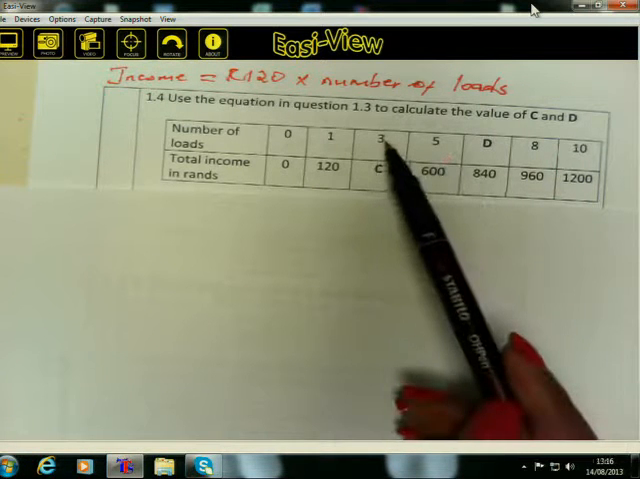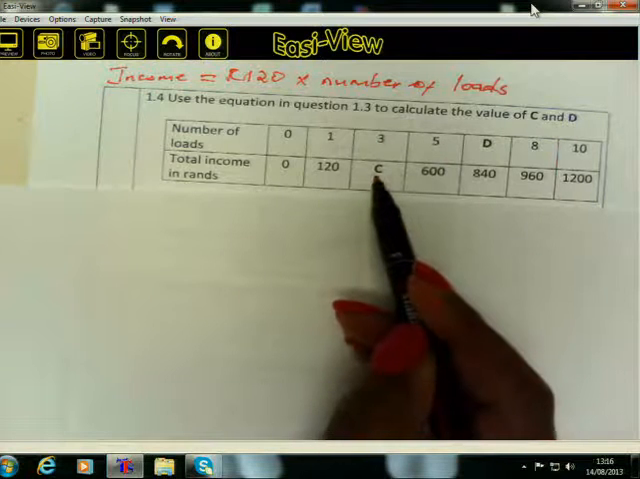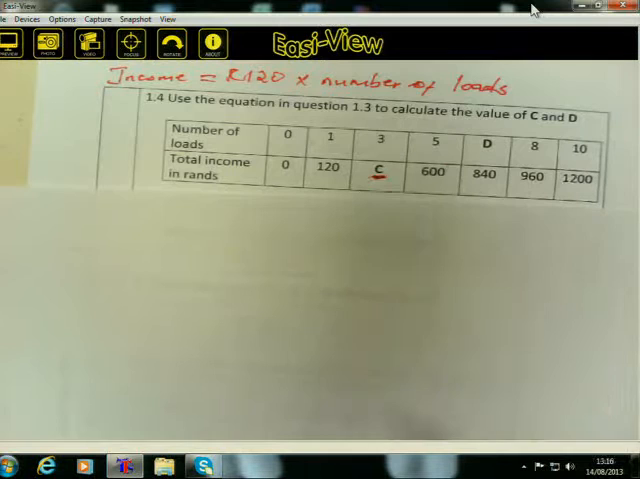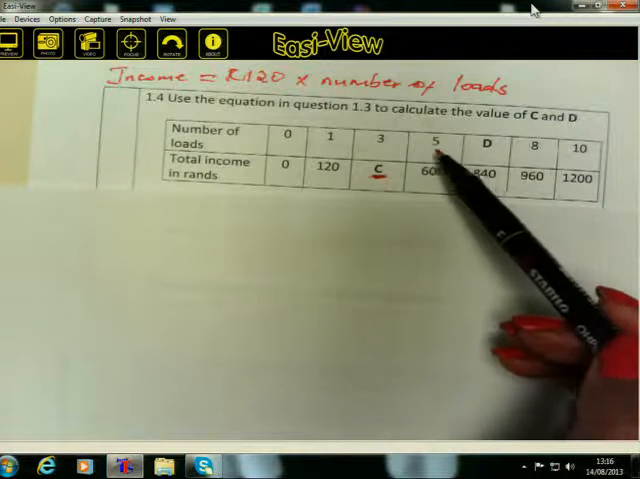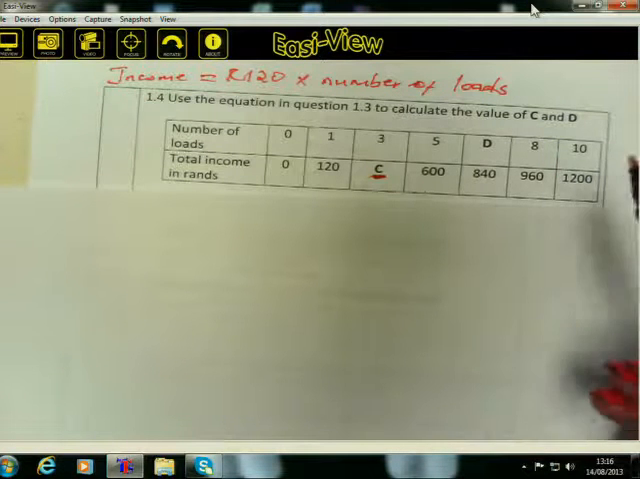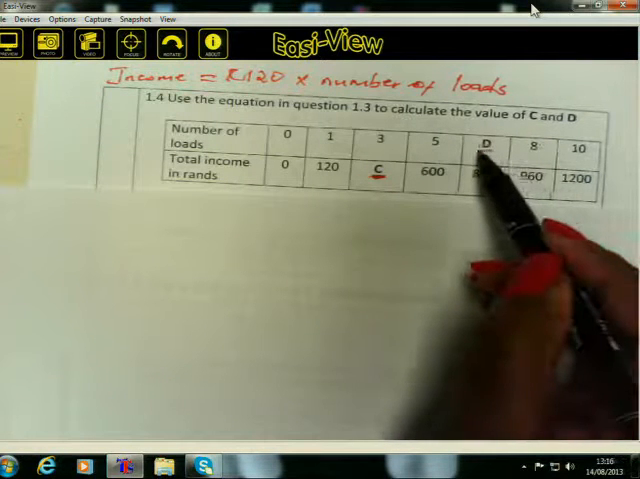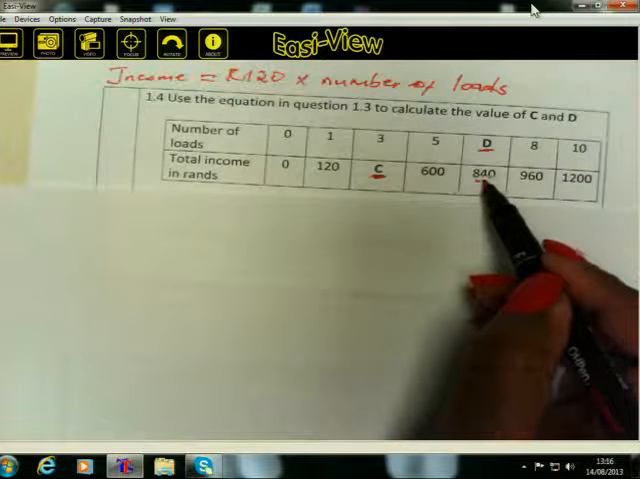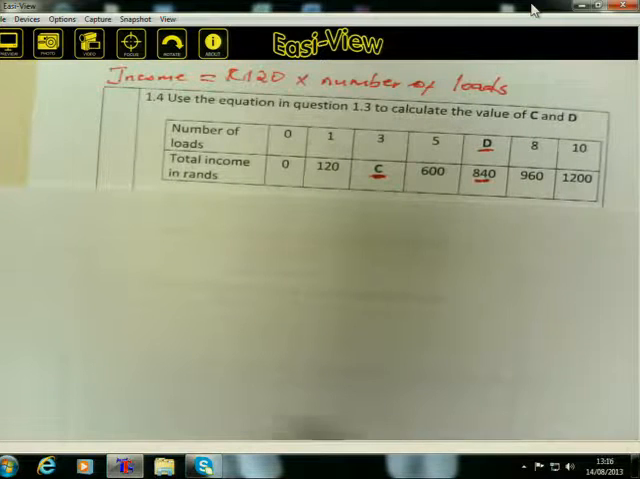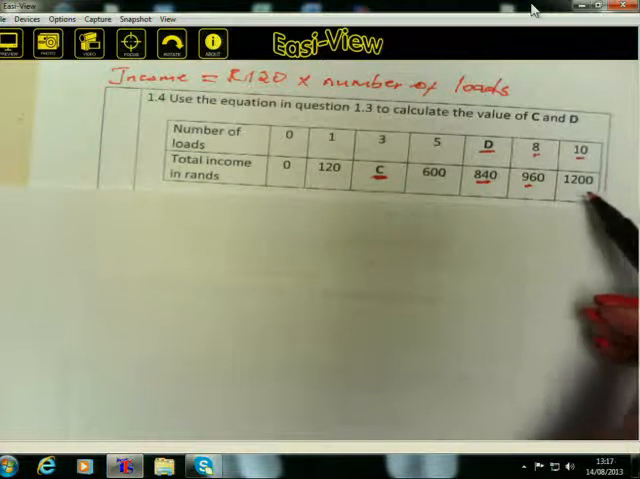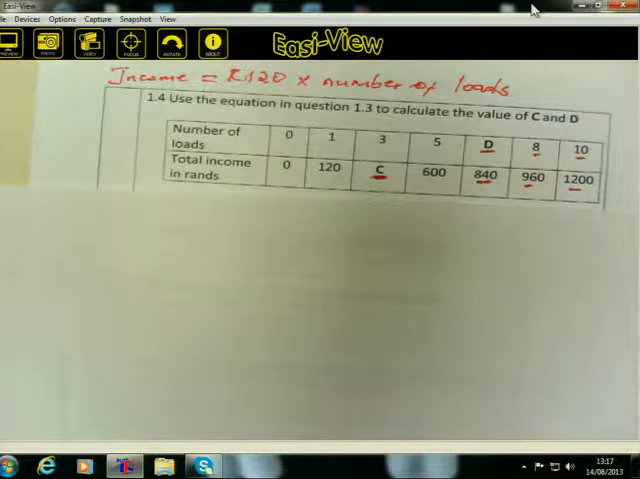If he transports 3 loads, we don't know how much the income will be. That is why we are giving the variable C to calculate. If he transports 5 loads, the income will be 600 rands. Then if he transports D number of loads, of which we don't know how many, we know that his income will be 840. And for 8, it will be 960. For 10, it will be 1,200. Remember what I said to you, grade 12s.